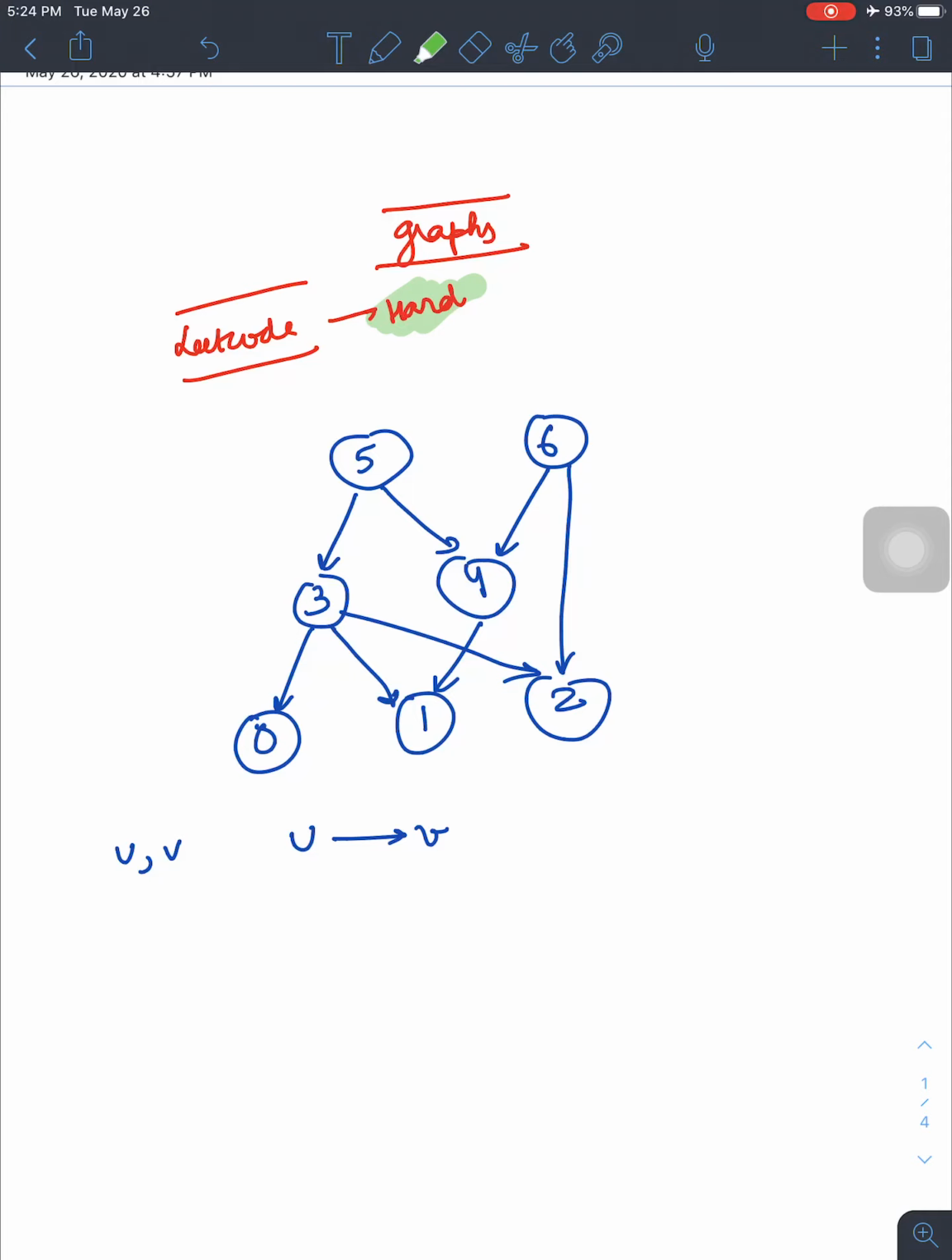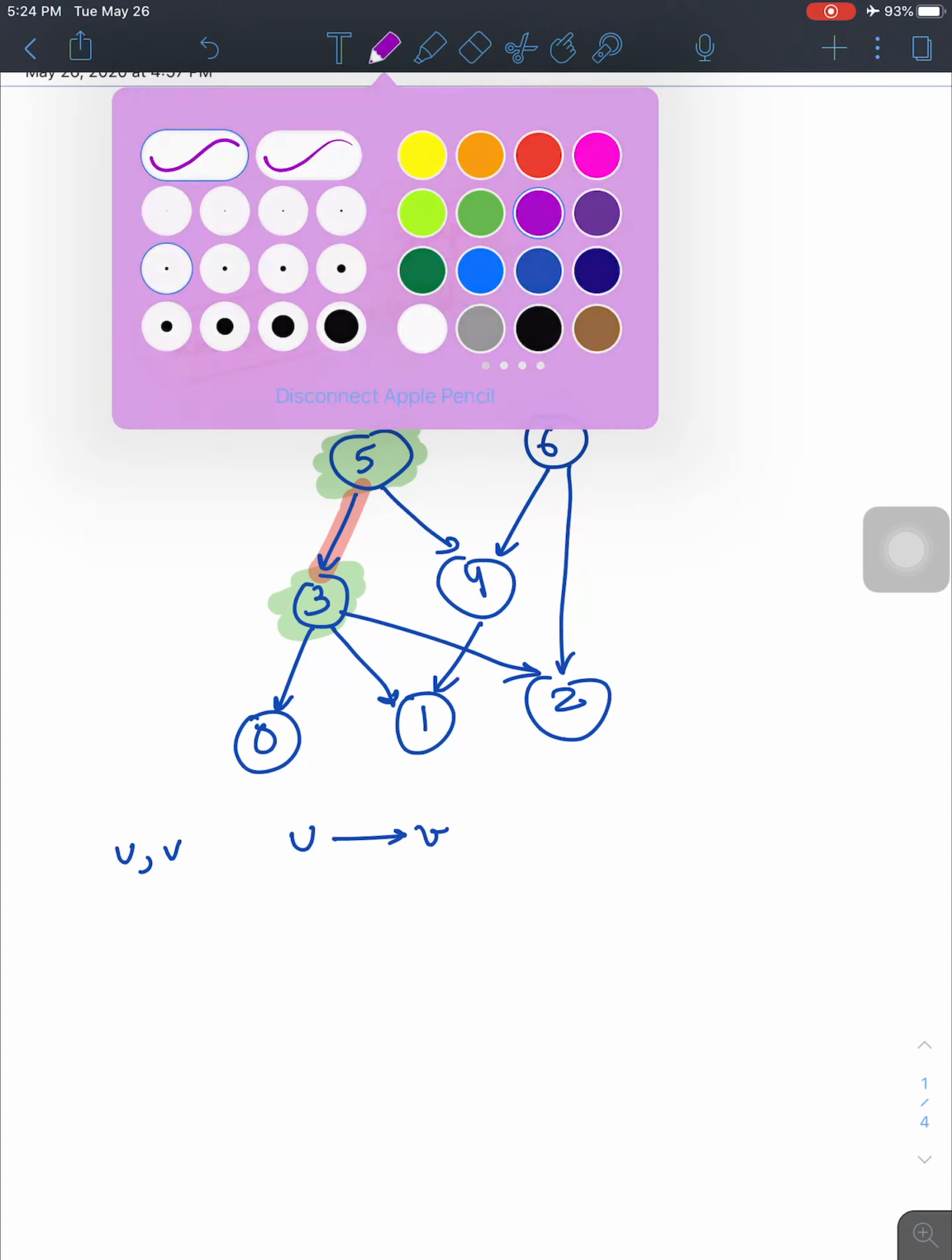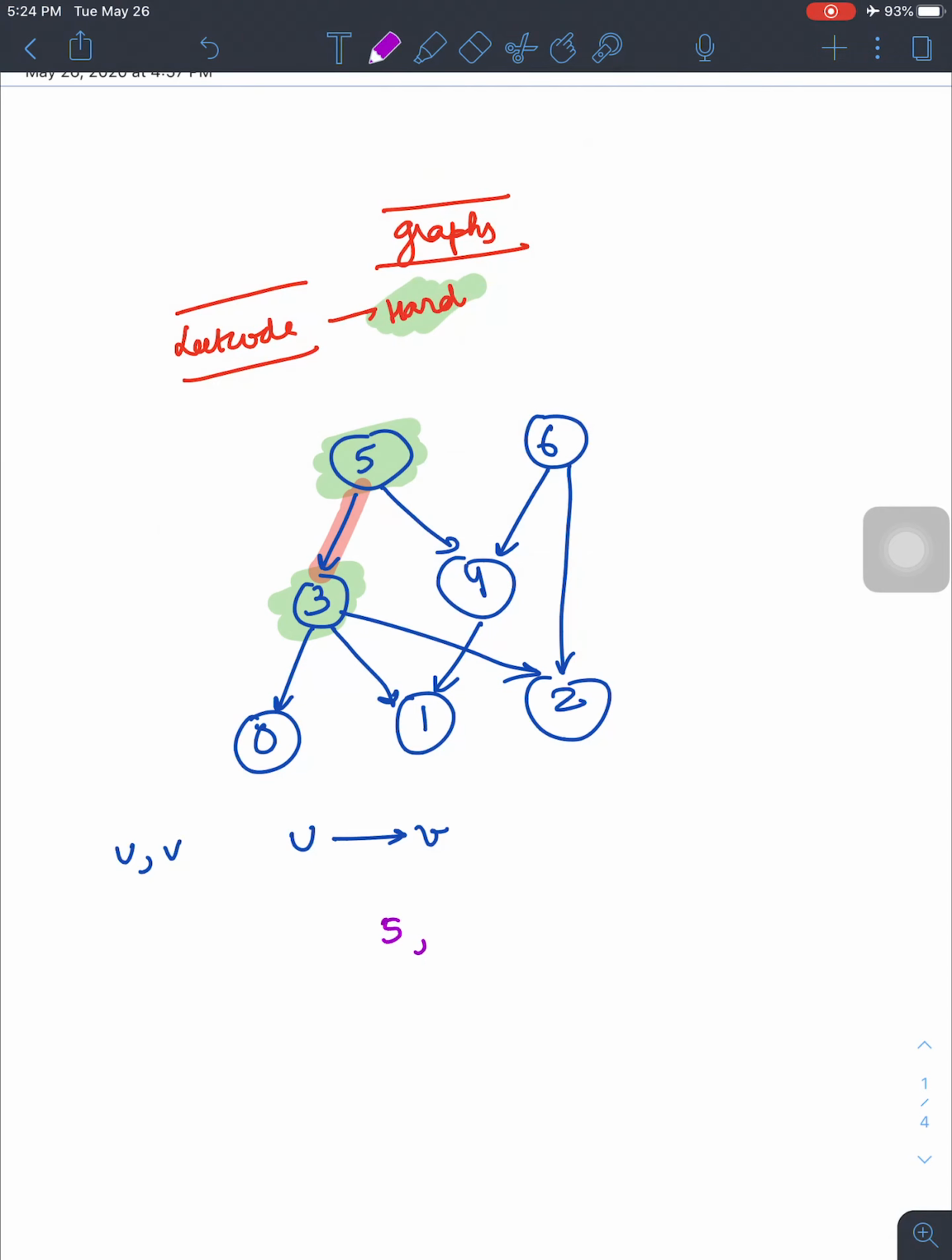So what does that mean? Say 5 is my u and 3 is my v, and this is the edge that I'm talking about from u to v. When I write the solution for my topological sort, I'm going to write 5 comma 3 because 5 has come before 3, and this is how it will always stay in my topological sort. 3 should never come before 5.